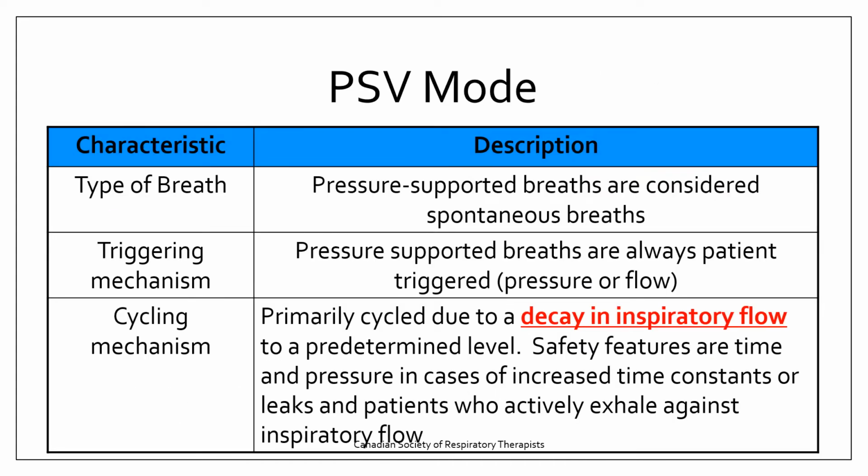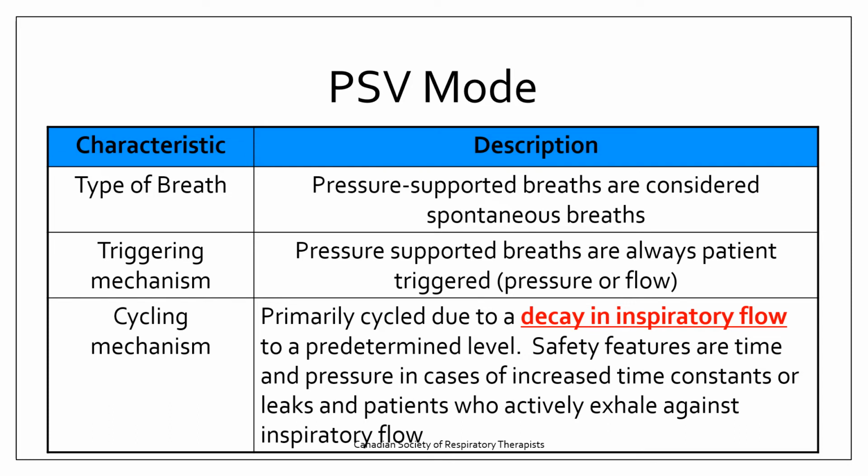So when we look at the type of breath in pressure support ventilation, all of the breaths are pressure supported and they're considered spontaneous breaths. So they're triggered by the patient and the patient controls all aspects of the breath. The ventilator is just giving a little bit of assistance based on what level of support you add, what you're controlling there. The trigger mechanism, all patient, okay? So pressure or flow, depending upon what's set. There's no time triggering here, right? This is a completely spontaneous mode of ventilation. We're not setting a respiratory rate. So patients are triggering all of the breaths.